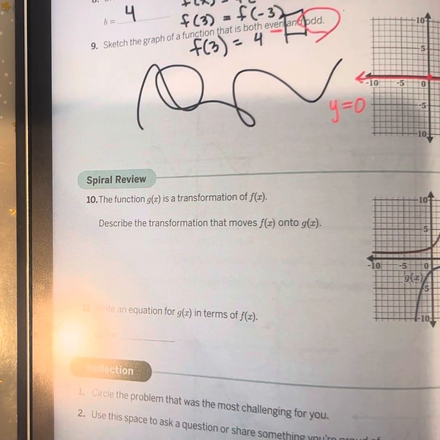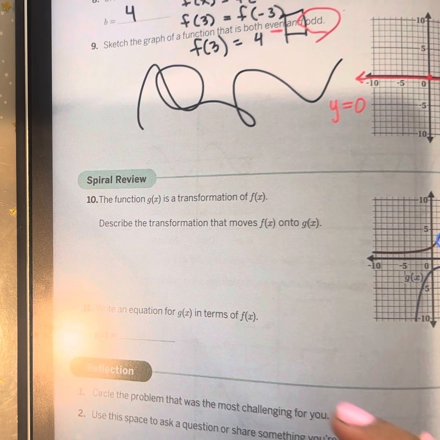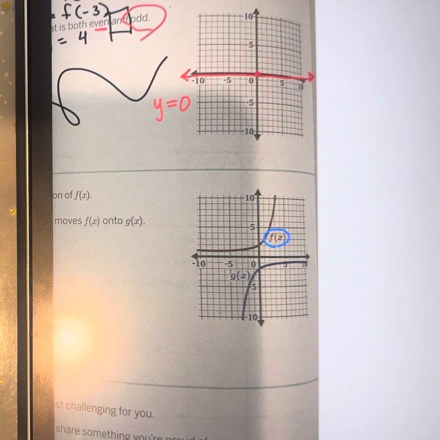Here we go. Let's do some transformations here. Describe the transformation that moves f of x onto g of x. So how did f of x become g of x? Okay, let's do it. I see some flipping. Oh no, you can't see what I'm working on. Let's move it. I see some flipping.